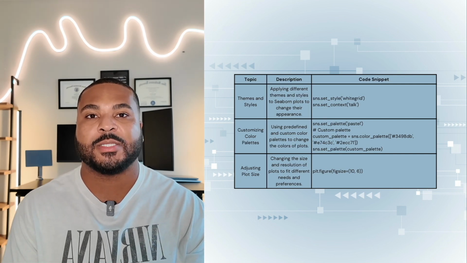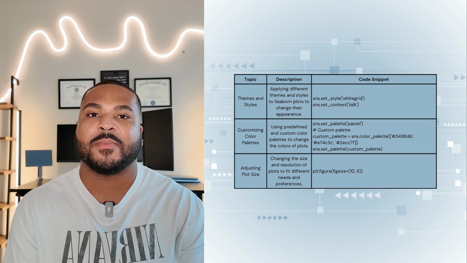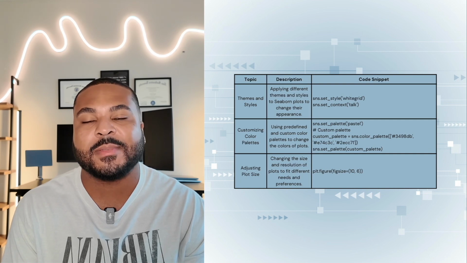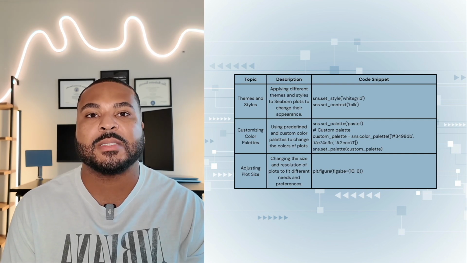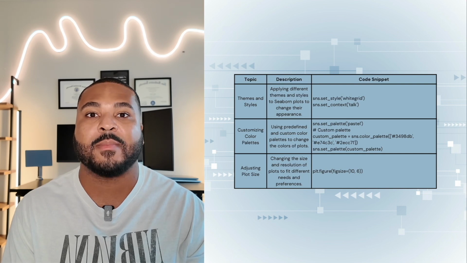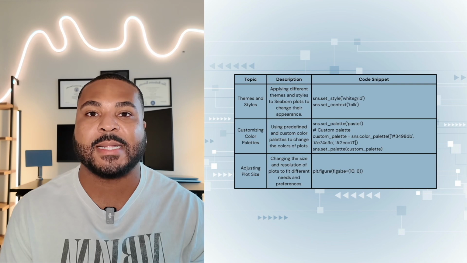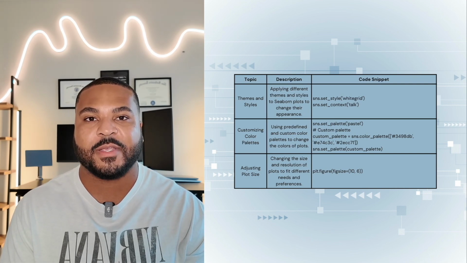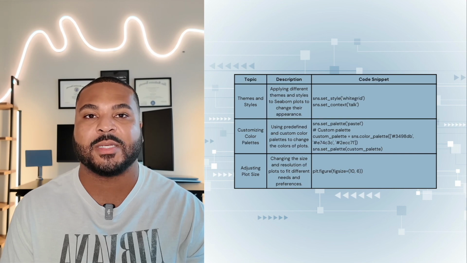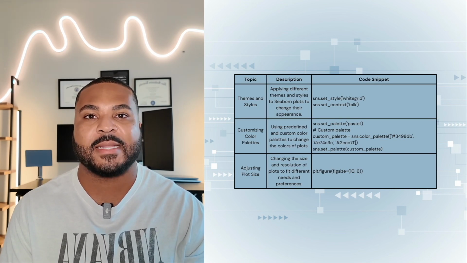Depending on where you plan to use your plots, you might need to adjust their size. For example, plots in a report might need to be smaller, while plots in a presentation might need to be larger. You can easily change the size of your plots using matplotlib's figure function. Displayed is a code snippet to set the plot size to 10 inches wide by 6 inches tall. By adjusting the figure size, you can ensure that your plots are the right size for their intended use, making them more effective and easier to read.